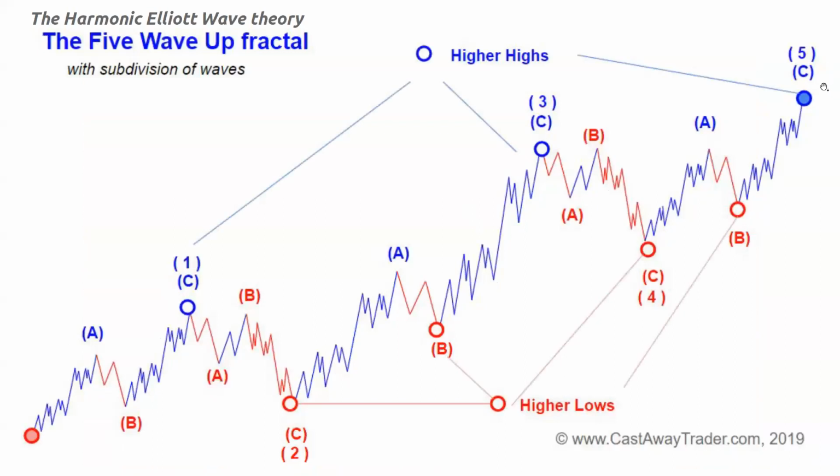The same principle applies, because we talk about a trending market, so it has to make higher highs and higher lows, and this is exactly what happens inside that fractal. But the good thing is that instead of 2 corrective structures in wave 2 and in wave 4, we have 2 more in subwave B of wave 3 and in subwave B of wave 5.